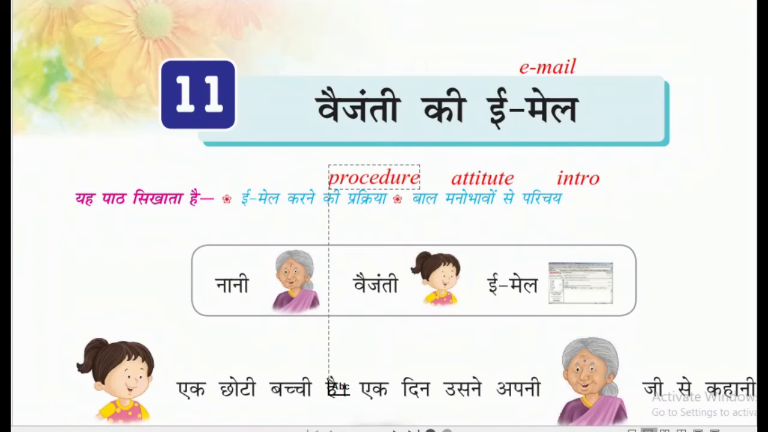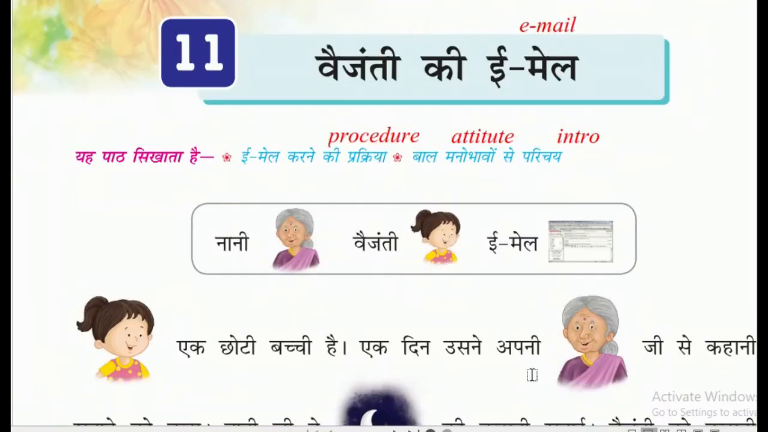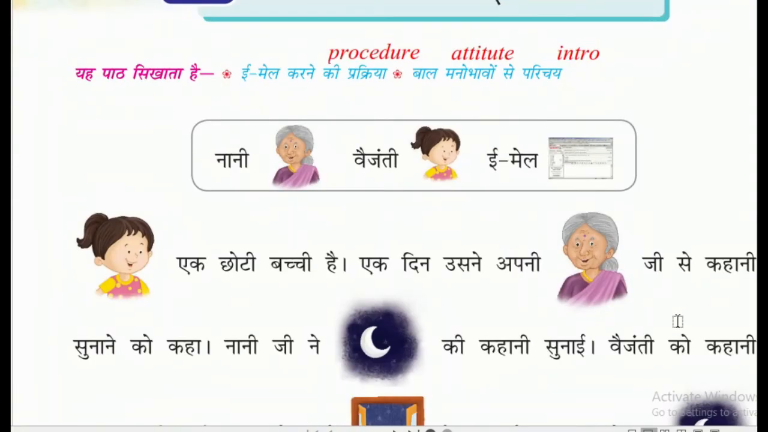Vaijanti ek choti bachi hai. Vaijanti is a small girl. Ek din usne apni nani ji se kahani sunane ko kaha. Nani ji is Vaijanti's grandma. One day she asked the grandma to tell a story. The children are interested in stories, so the girl Vaijanti also asked the grandma to tell a story.